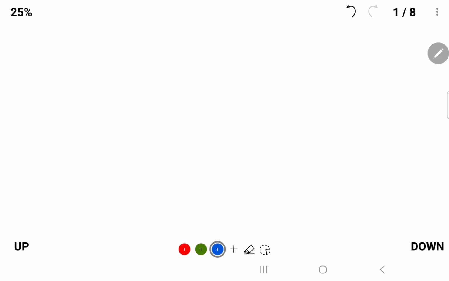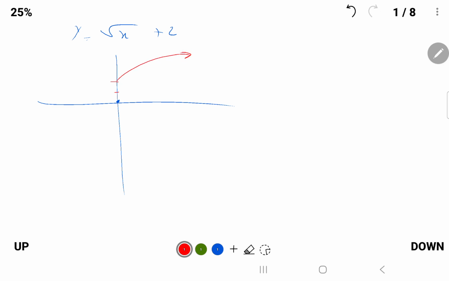Now let's say you have y is equal to the square root of x plus 2. So first we start here, and 2 units above the x-axis, 1, 2, like this. Now let's see if you have y is equal to the square root of x minus 1, it's going to shift down 1 unit.